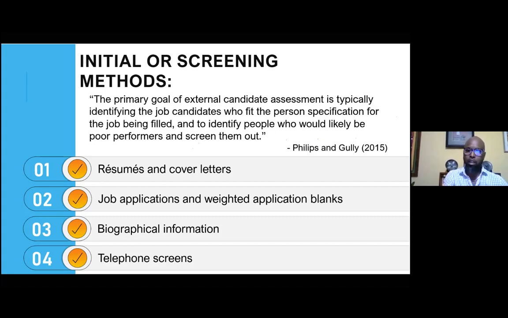Now, as Philip and Gully said, it is important that the candidate assessment typically identify candidates who are suited for the job. However, it is equally important that we identify candidates that are not suited for the job, and that is called shortlisting. Now, in the initial screening methodologies, we have 4 that have been identified here: resume and cover letters, job application, as well as biographical data and telephone screening.